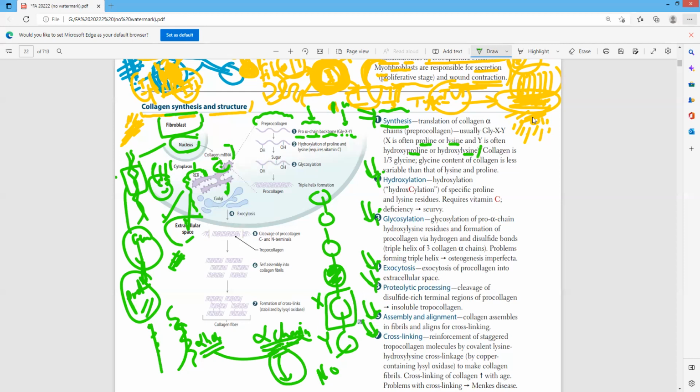So the glycine content of collagen is less variable than that of lysine and proline. You will find glycine in every third position, with X and Y. You may find lysine or another amino acid, but here you will find the glycine.